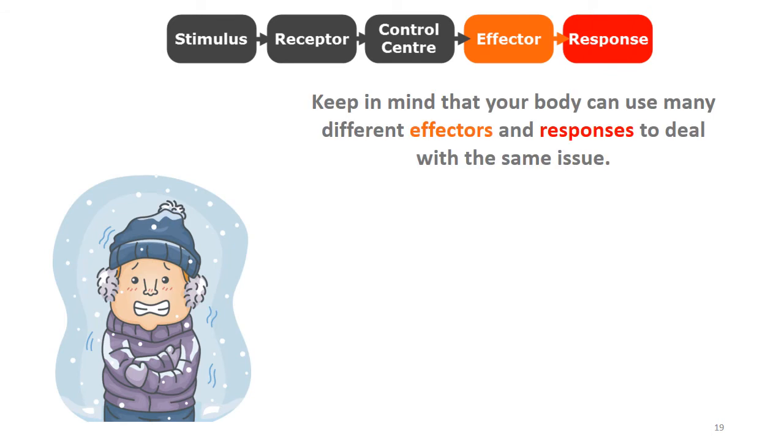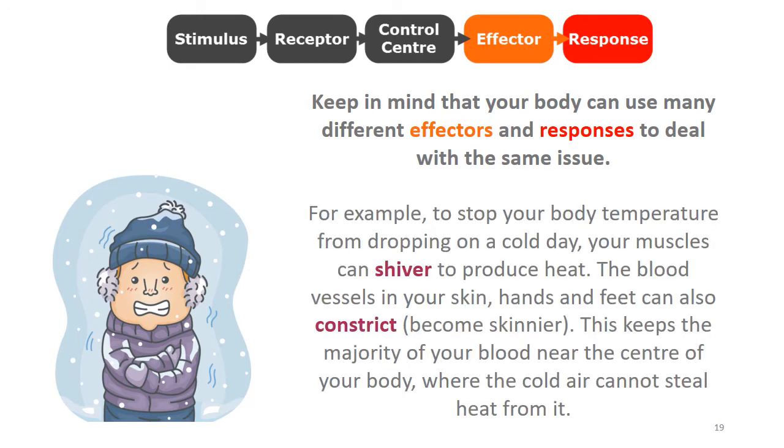Keep in mind that your body can use many different effectors and responses to deal with the same issue. For example, to stop your body temperature from dropping on a cold day, your muscles can shiver to produce heat. The blood vessels in your skin, hands and feet can also constrict, that is, they become skinnier. This keeps the majority of your blood near the centre of your body where the cold air cannot steal heat from it.